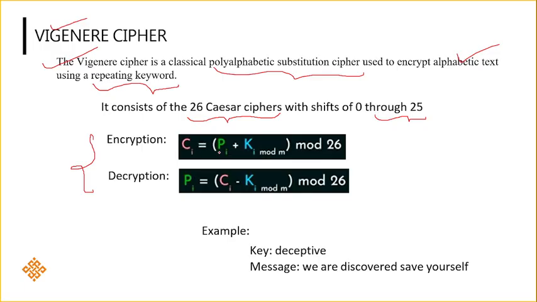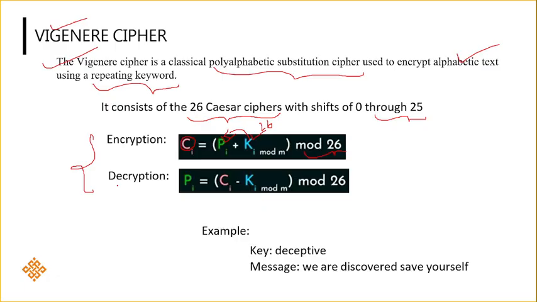For encryption, this is the formula where C is the ciphertext. We get the ciphertext using P, the plain text, plus the key. Normally the key you need to assume, or they will give it in the exam. Using that key, you add it to the plain text. If the number exceeds 26, then you do a mod operation with 26.